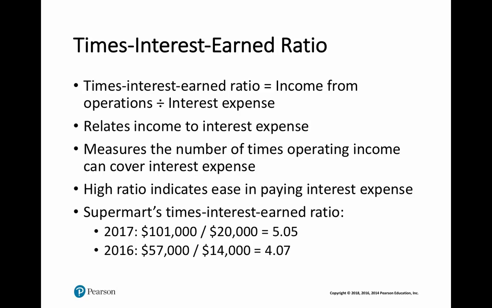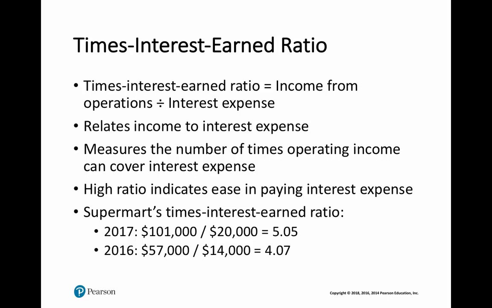That's basically telling us that we could pay our interest 5 times over in 2017 based off of our operating income. So we have a lot of flexibility there. We're earning enough money to pay off our debts. The lower the money, the lower that ratio. So if our operating income was only 25,000 compared to our 20,000 of interest expense, we'd be at like 1.25. It'd be a lot harder for us to justify that amount of debt because we're only just barely paying off the interest expense with the amount of money we're earning.